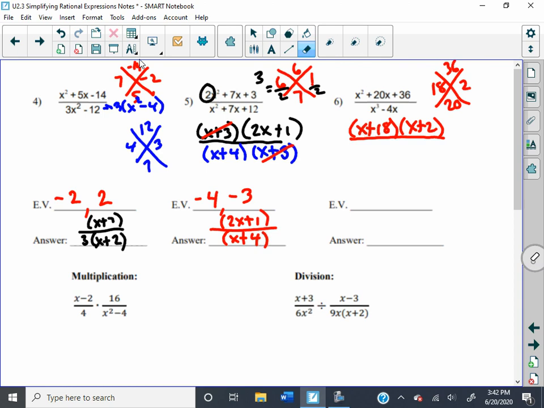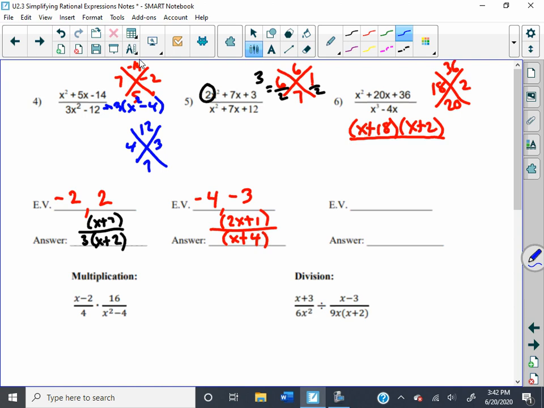Again, I'm going to run out of room here, so erase that. So I'm going to pull the x out, and I'm left with x squared minus 4, but then that's a difference of squares. So that becomes x plus 2, x minus 2. And don't forget that x in front.